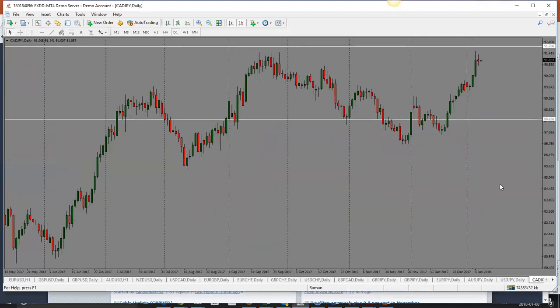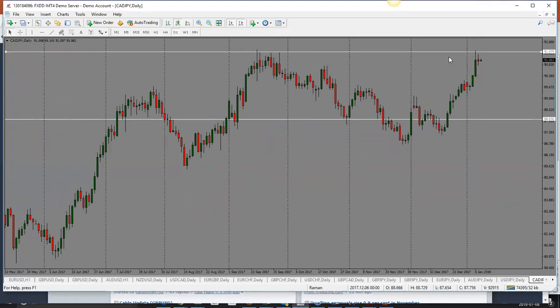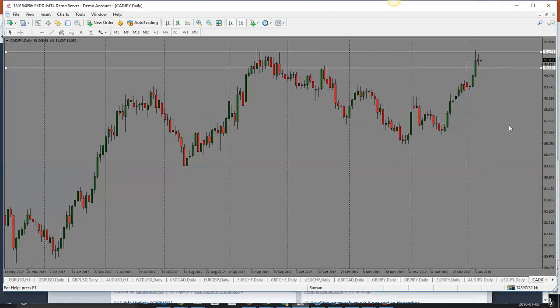CAD yen. CAD yen, a small bearish, a neutral candle close, bearish to neutral again. We haven't been able to break the high. We are into previous resistance here. So in this case, I'm looking for price to drop, but not a huge drop here. The 90.65 level will be the first target, and then the 90.20 level will be the second target. So I'm looking for this to drop slightly.